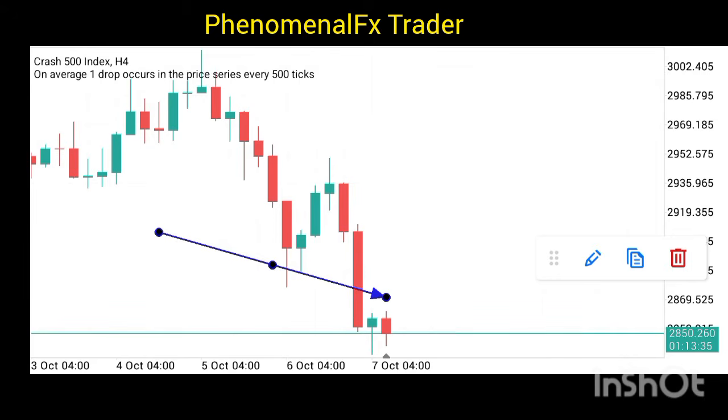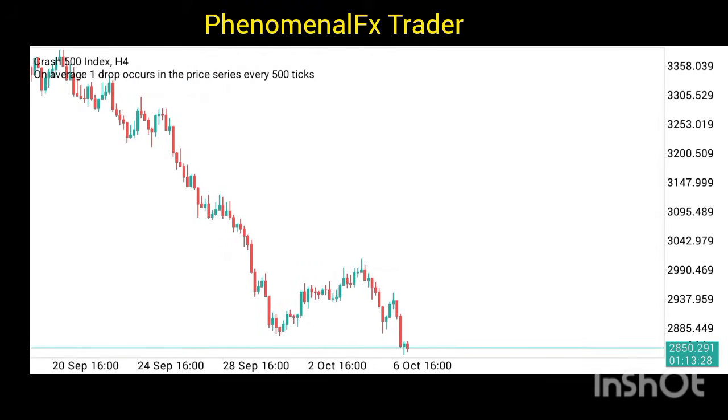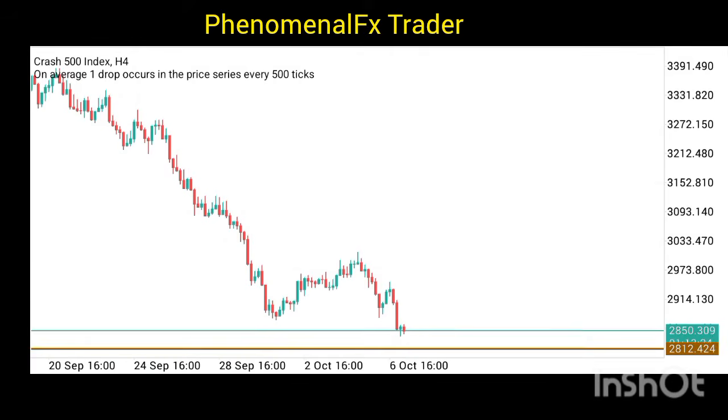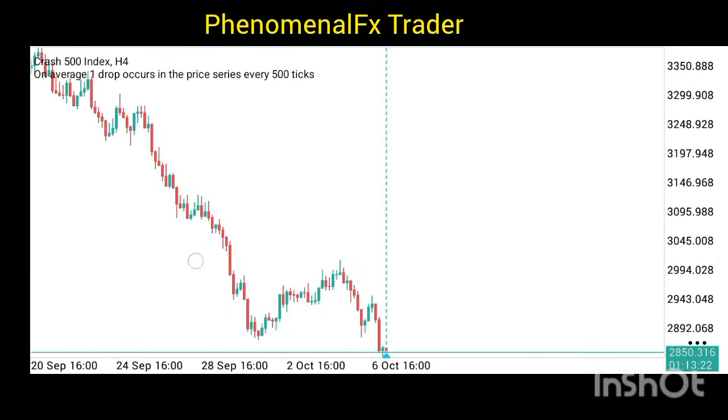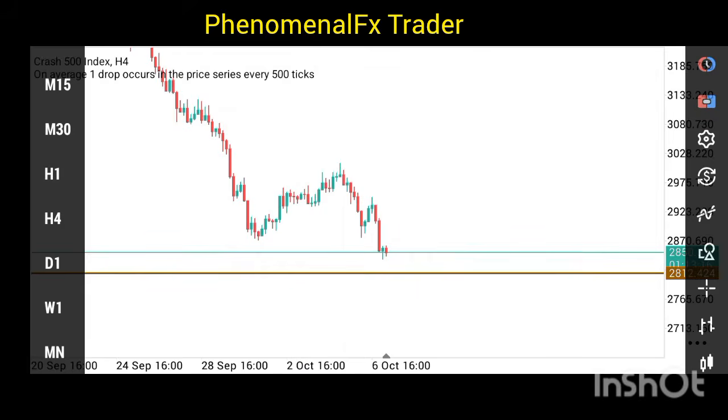So all you have to do is to be patient enough for the market to get to your zone. All right, let the market get to your zone. As the market gets into your zone, what you have to do is to watch out for the price action activity.